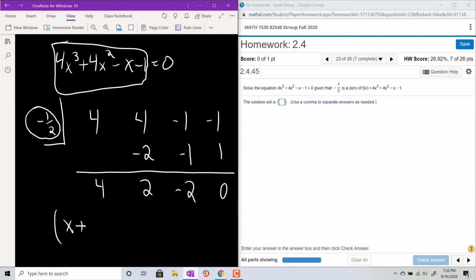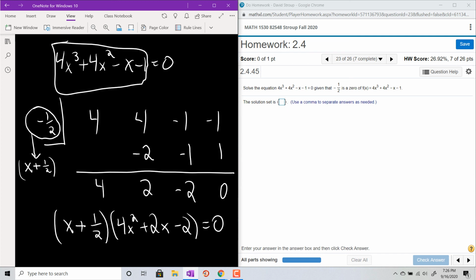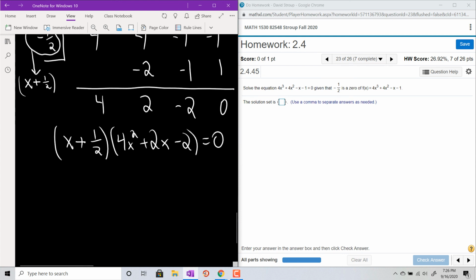If it says your 0 is negative 1/2, then that implies that the factor that you're going to use in your factorization is x minus negative 1/2. In other words, x plus 1/2. You just have to take the opposite sign. So you have x plus 1/2 times 4x squared plus 2x minus 2 equals 0. And then we could factor that even more probably.